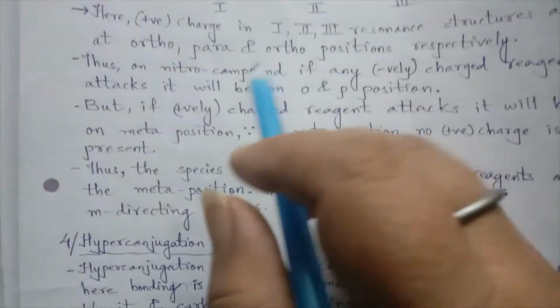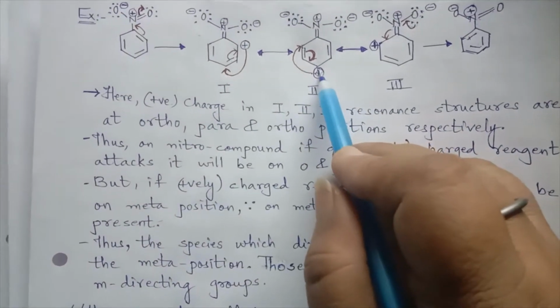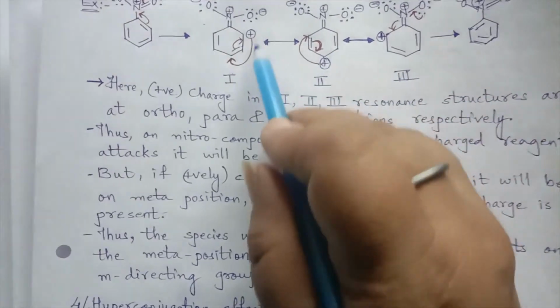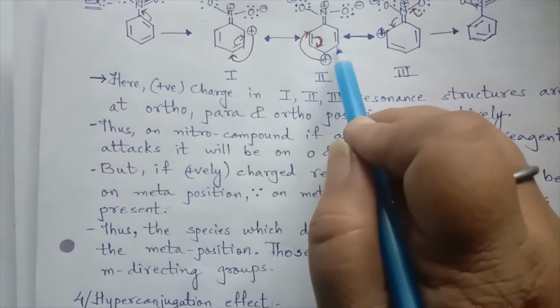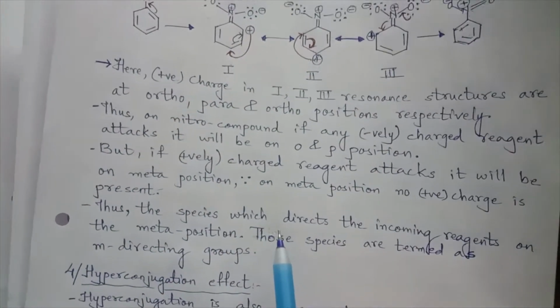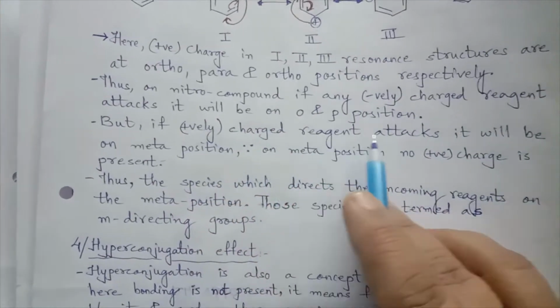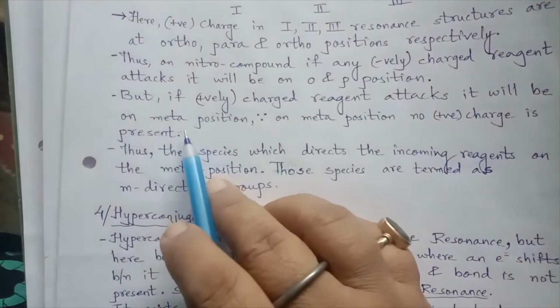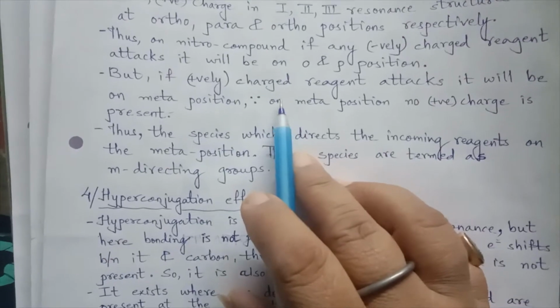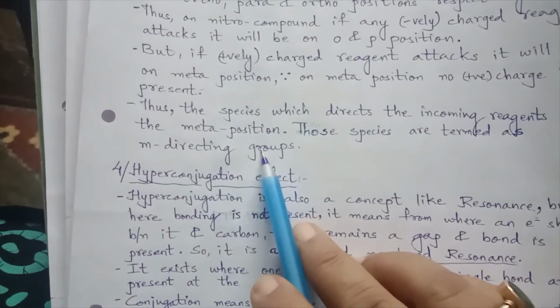But if positively charged will attack, then they will repel. So they will not go on ortho para, but they will attack on either this meta or this meta position. So if positively charged reagent attacks, it will be on meta position. Why? Because on meta position, no positive charge is present.